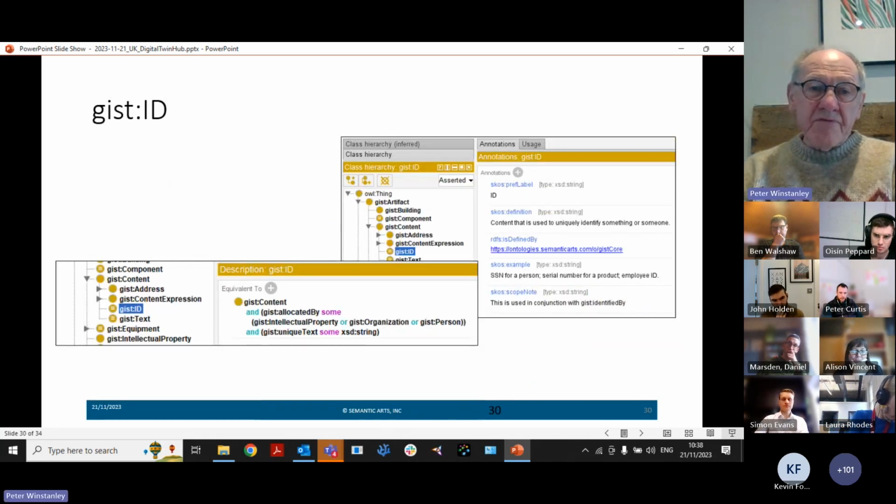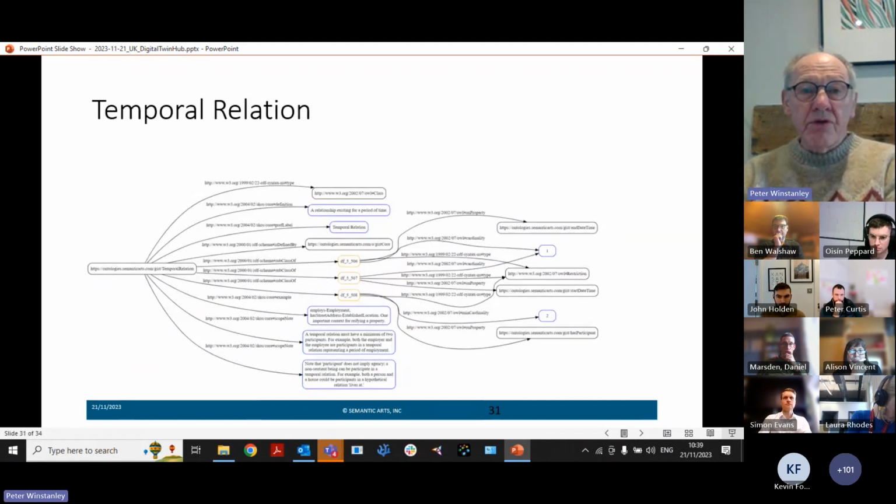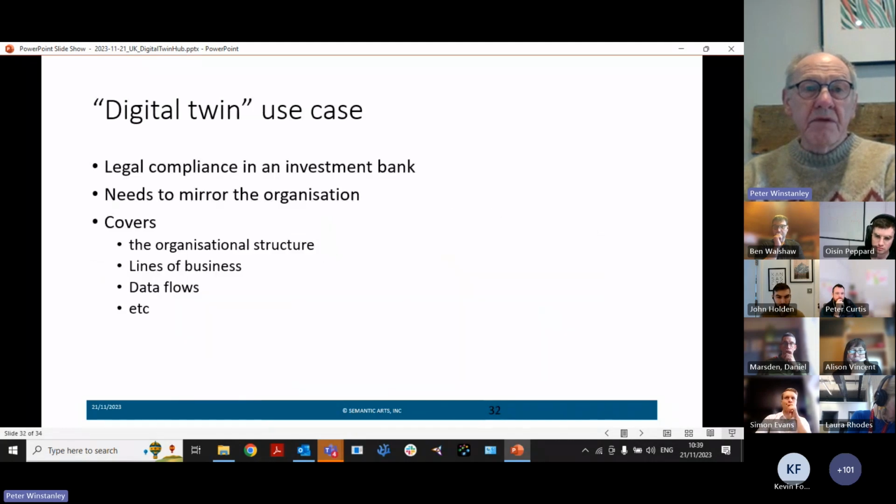Many times things have got identifiers. We don't necessarily want to spread loads of identifiers for a single thing across our workspace. So what we have is just ID, which acts as a sort of binder for the other identifiers that we use for a thing. Temporal relations, very important.